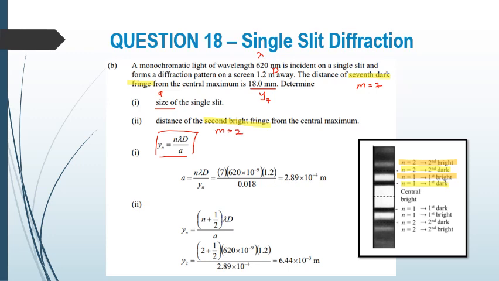But for bright fringe, we apply the equation y equals (m plus half) lambda D over a. By using this equation, you can then obtain y equals 6.44 times 10 to the power of negative 3 meter. So that is the answer for question 18.